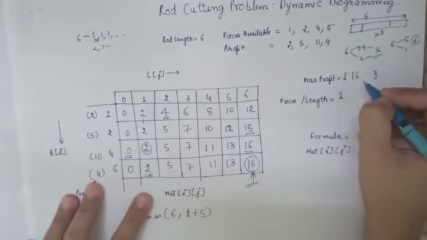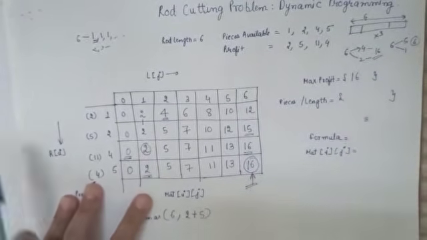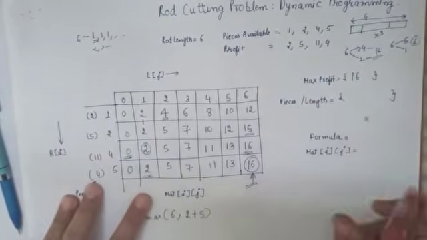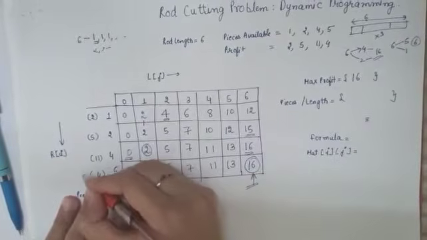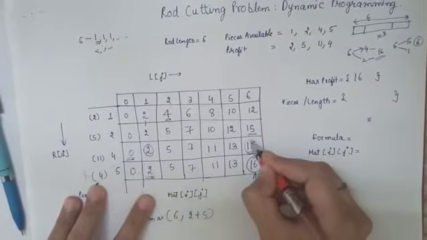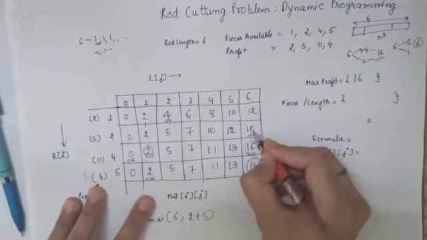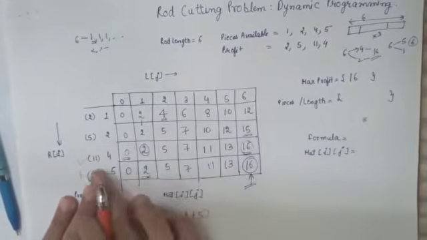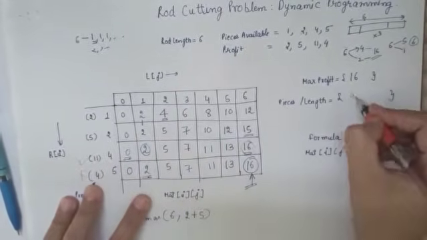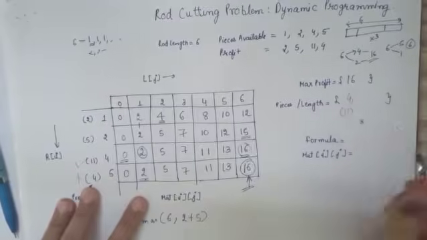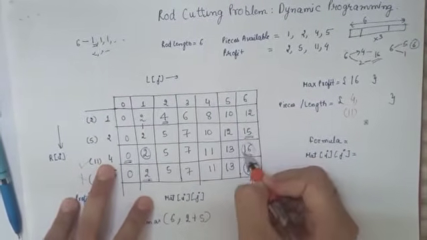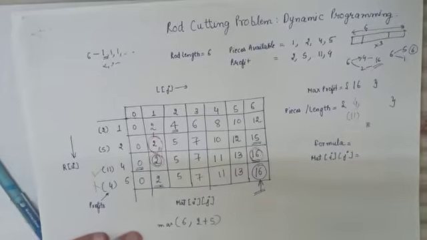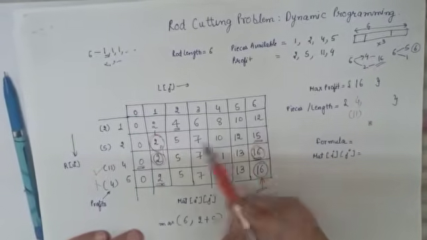So maximum profit is 16. Let us backtrace it. Since this value is coming from above, we don't include this element. Okay, this 16. Now this 16 is not coming from above, we will include this element. So this element 4 is included. Okay, profit associated with it is 11. Okay, now 6 minus 4 is 2.